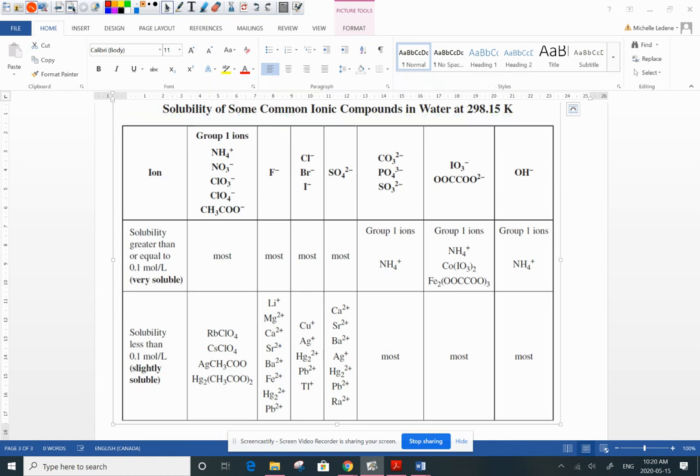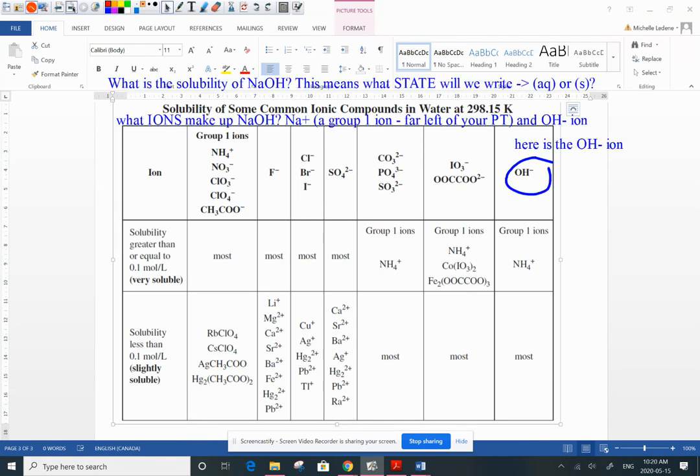So let's look on this solubility table. This is page 3 of your data booklet. Here's the hydroxide ion. So we're looking always for the anion, the negatively charged ion across the top here, right? And so we look, these are our negative ions. We first find at the very top row here and find our ion. So there's hydroxide ion. Now what do we do?